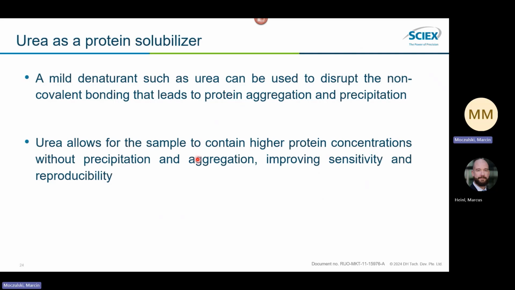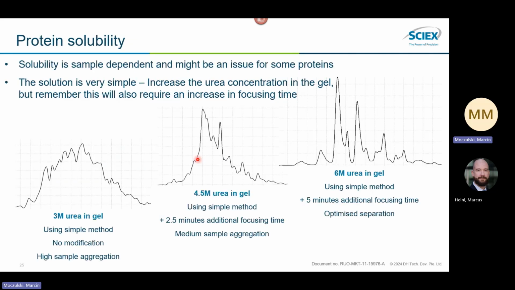In this case, we can use urea as a mild denaturant, which can disturb the non-covalent bonding that leads to protein aggregation and precipitation. Use of urea allows us to use more concentrated samples. However, we have to remember that more urea presence requires us to increase the focusing step, meaning focusing time.